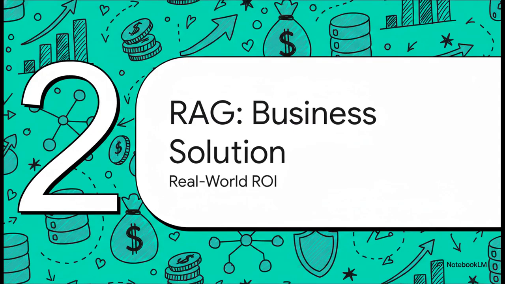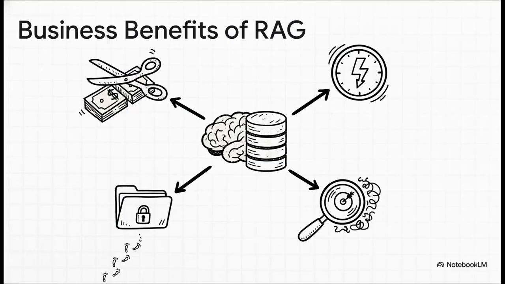Section 2, RAG, the business solution, real-world ROI. So what's the actual business case for RAG? It really boils down to a few core pillars. First, significant cost savings. You don't need to spend millions pre-training a model. You just seamlessly connect an existing model to your own data. Second, dynamic access. Your AI is never out of date because it searches your live data in real time, grabbing the latest quarterly reports or policy updates instantly.